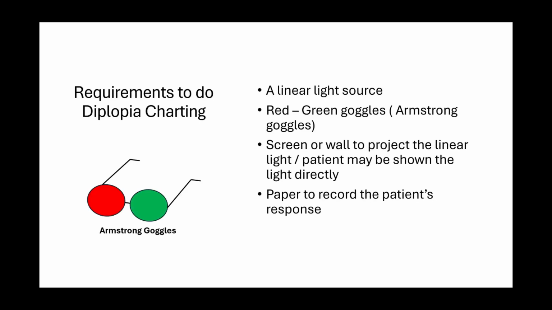What are the requirements to do diplopia charting? First, we need a linear light source, red-green goggles, also known as Armstrong goggles, where red is placed in front of the right eye and green is placed in front of the left eye. A screen or wall to project the linear light, or the observer can show the light by standing in front of the patient, and a paper to record the patient's response.